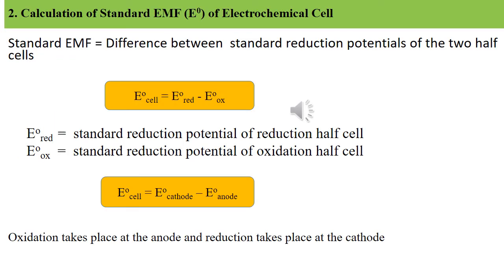Second application is calculation of the standard EMF of an electrochemical cell. Standard EMF is calculated as the difference between the standard reduction potentials of two half cells. E0 cell equals E0 reduction minus E0 oxidation. E0 reduction is the standard reduction potential of the reduction half cell, and reduction takes place at the cathode. E0 oxidation is the standard reduction potential of the oxidation half cell, and oxidation takes place at the anode. Therefore, we can calculate E0 cell also by using this equation: E0 cell equals E0 cathode minus E0 anode.